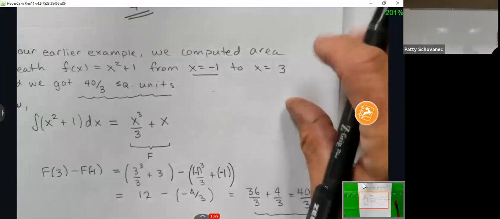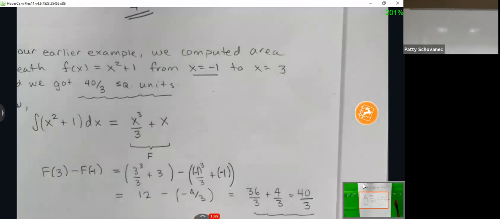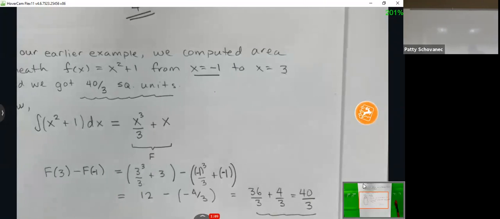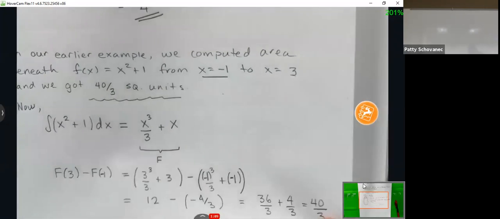So I vote that when we want to find area, we will use an antiderivative. But I do want you to know how to do one or two of these by the definition, by the Riemann sum. So I put one or two on your web work. So the big result of the day is that we have this thing called a definite integral.